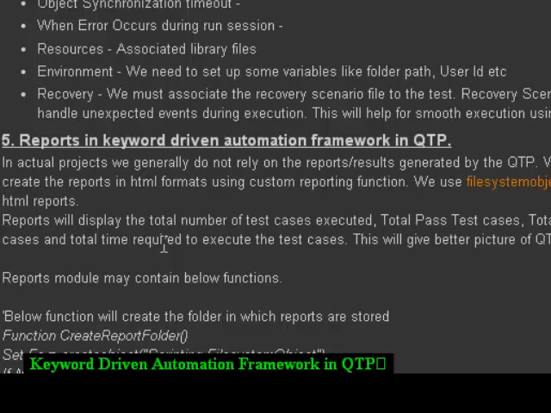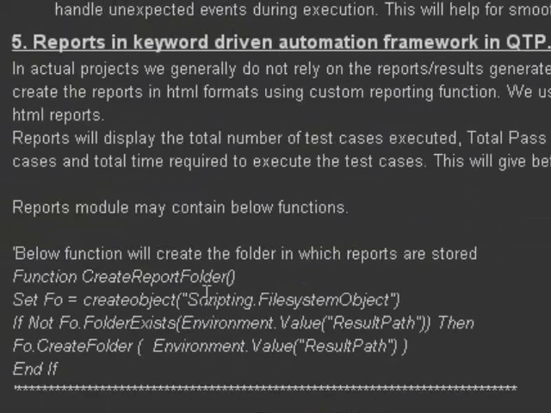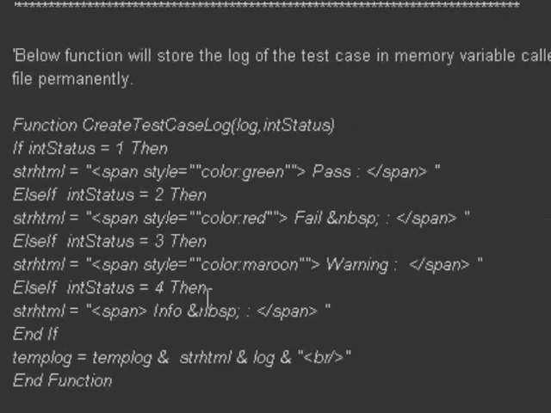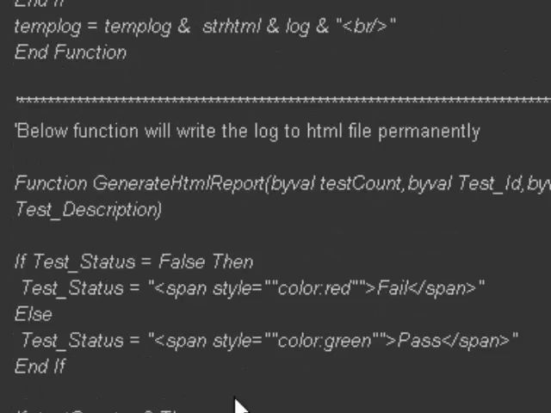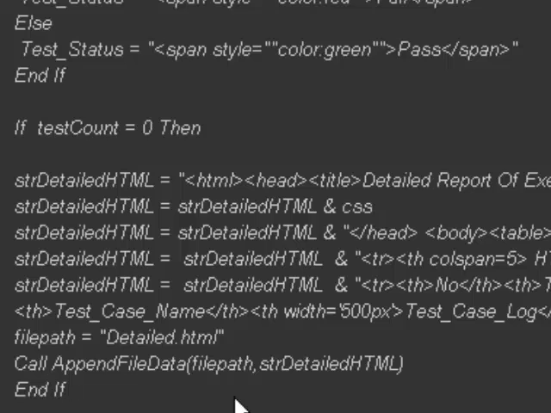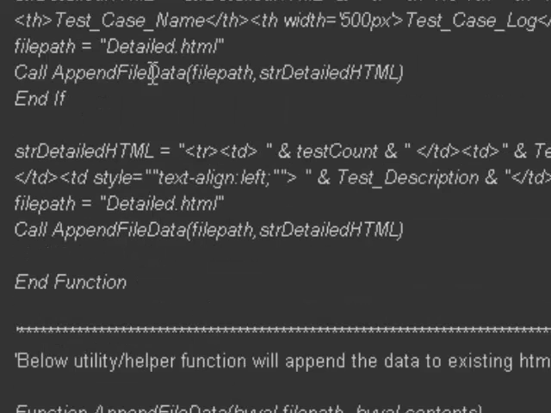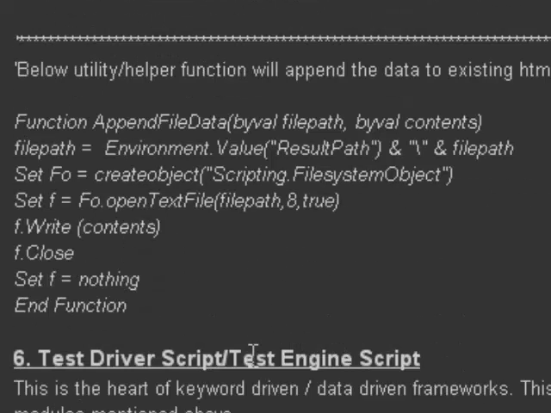The second last section is reports. In reports, we create the HTML reports as we perform operations in the application, and we create the HTML files. Here is the sample code for that. You can go to this blog, qtpinterviewquestions.blogspot.in, and copy this example for your information.